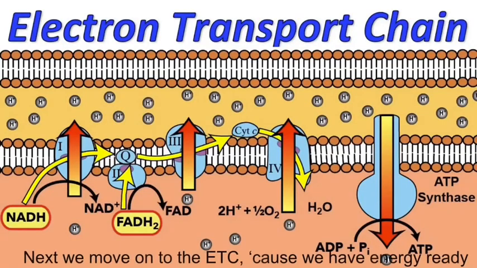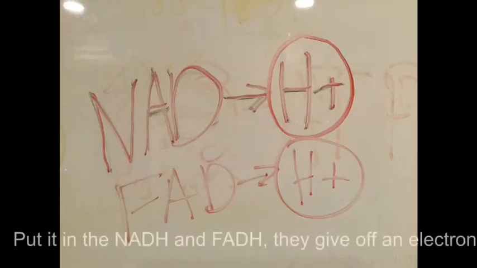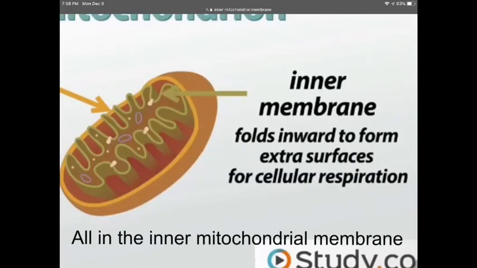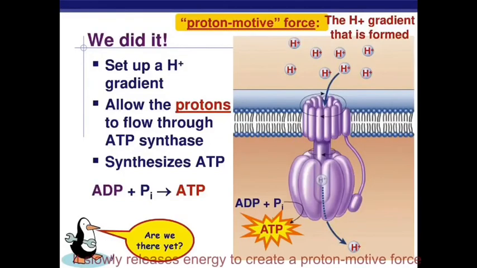Next we move on to the ETC because we have energy ready, put in the NADH and FADH2. They give a final electron. It travels down the chain, all in the inner mitochondrial membrane. It slowly releases energy to create a proton motive force.